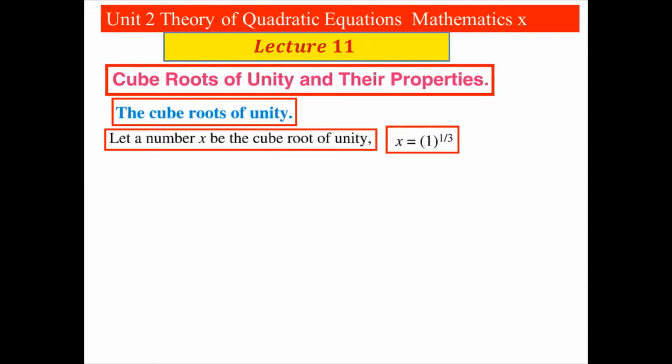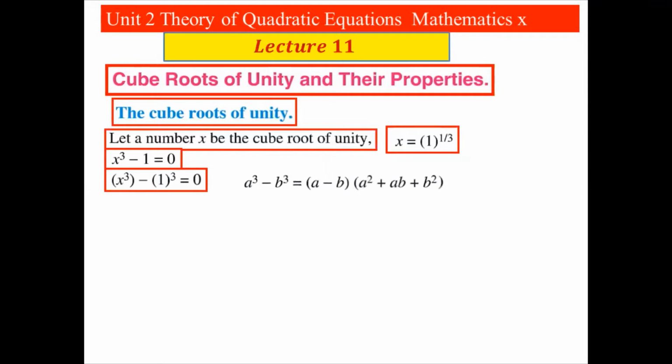When we shift 1 to the left hand side of the equation, we have x cube minus 1 is equal to 0. This can be written as x cube minus 1 cube, since 1 can be written as 1 cube. So now we can use the formula a cube minus b cube, which is equal to a minus b times a square plus ab plus b square. By using this formula, x cube minus 1 cube can be written as x minus 1 times x square plus x plus 1 is equal to 0.